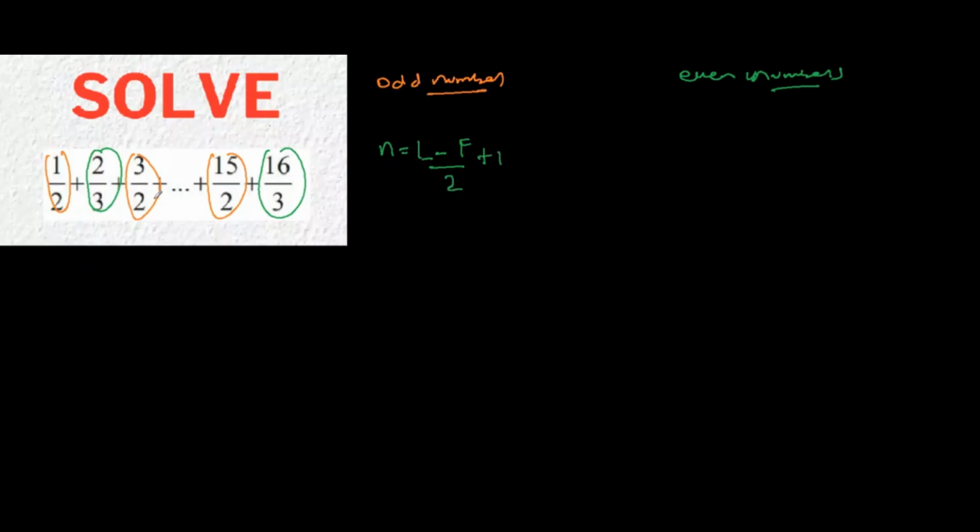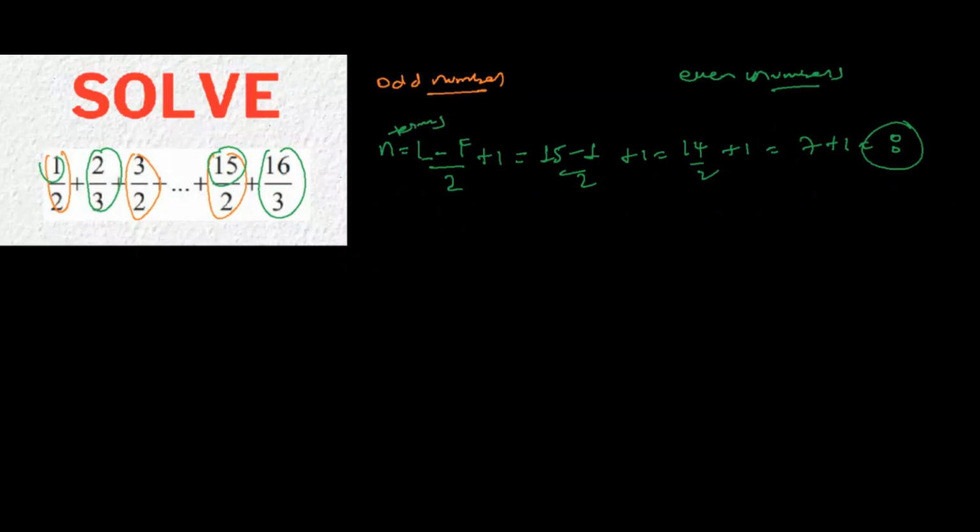So for example, to find the number of terms of the odd numbers, the last one is 15, right? Because next to 15 it will be 16, and 16 is just an even number. So 15 minus 1, because 1 is an odd number, over 2 plus 1, which will be 14 over 2 plus 1, which is 7 plus 1, 8. So this is the number of terms.